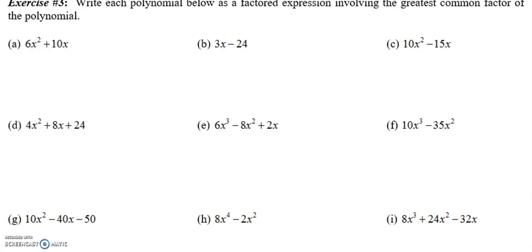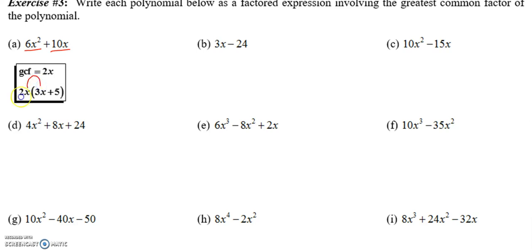All right, let's see how you did on part A. So you should have identified the GCF as 2x, and then pretty simple, if you divide this by 2x, you would end up with 3x. You divide this by 2x, you'd end up with 5. And you could always check your answer, guys, really easily by simply distributing this.